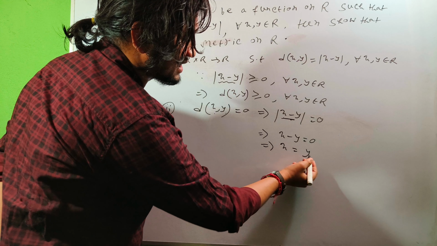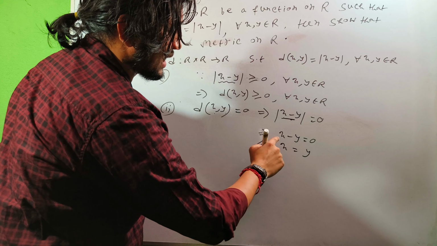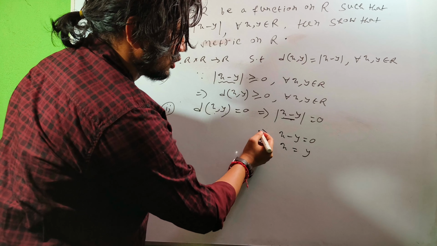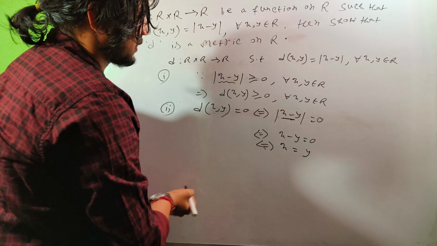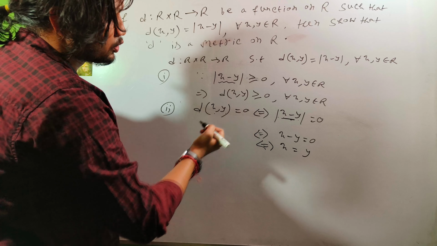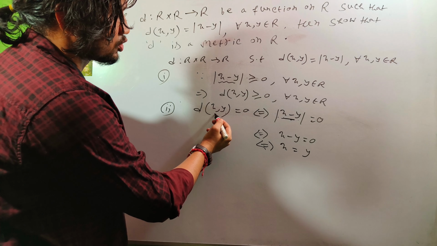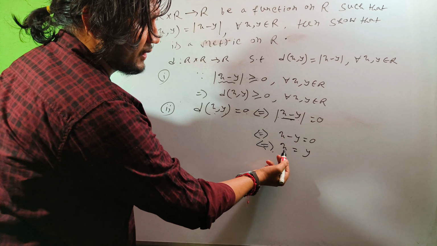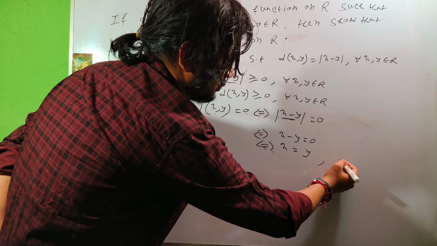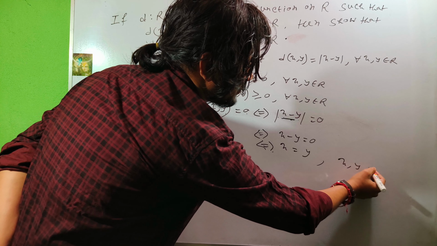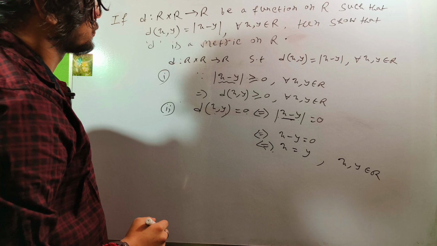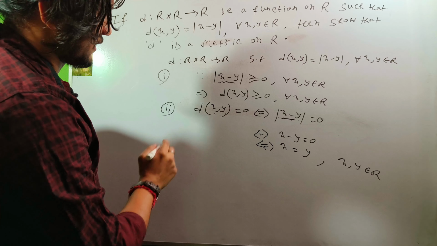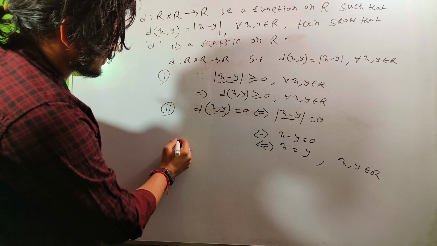Conversely, if we take x is equal to y, then it implies that x minus y is equal to 0, which again implies that mod of x minus y is equal to 0, which again implies that D of x comma y is equal to 0. So D of x comma y is equal to 0 if and only if x is equal to y for x comma y belongs to R. So the second property to form a metric is also satisfied here. Let's go for the third one.